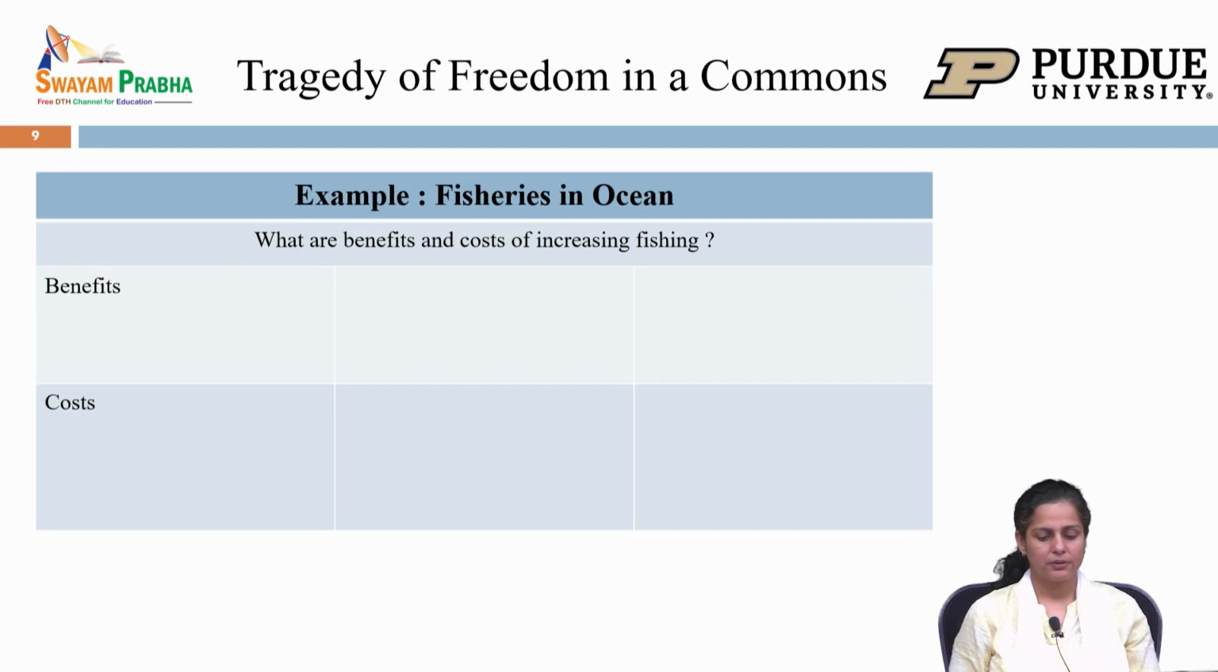So our next example is the fisheries in the ocean. For this one, I would like you to take 30 seconds and think about the benefits and costs and write them down to understand what is the tragedy of commons that can happen in this case.